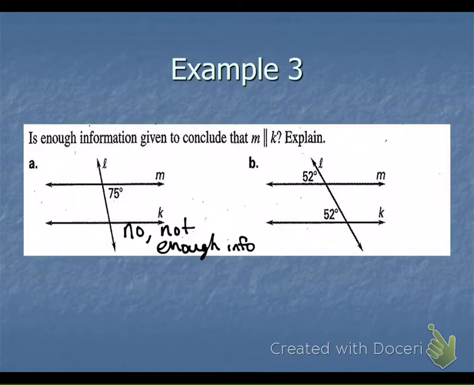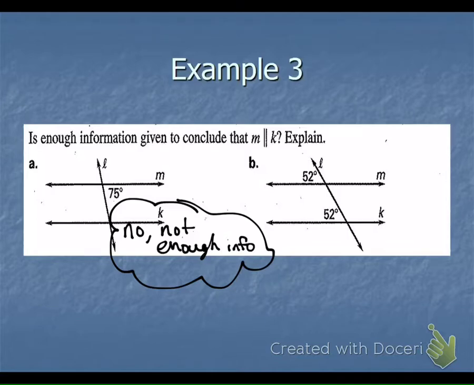Wait, so we write that too? I want you, you don't have to draw the diagram, but I want you to practice writing it. Because a lot of students will only give me like half the answer. So I want you to get in the habit of writing the yes or no part and then the why.